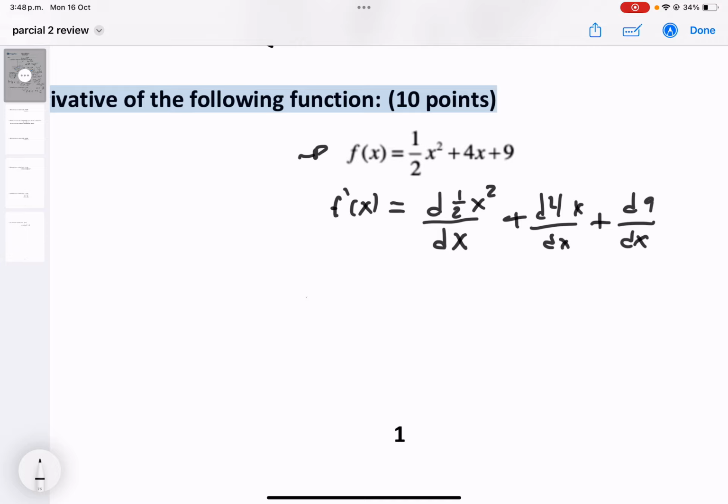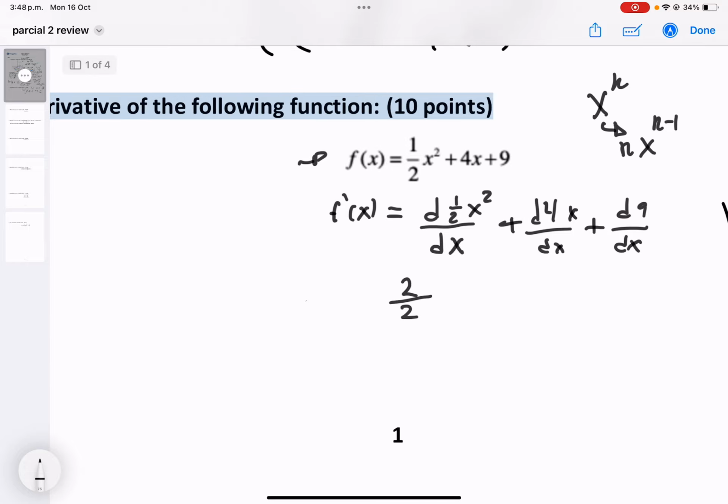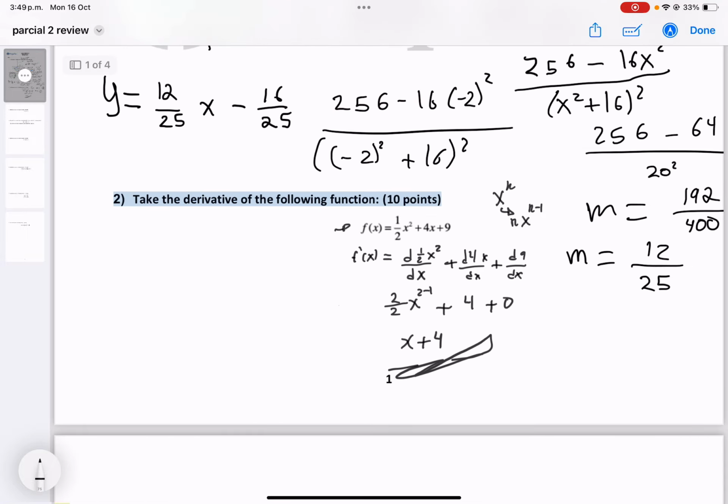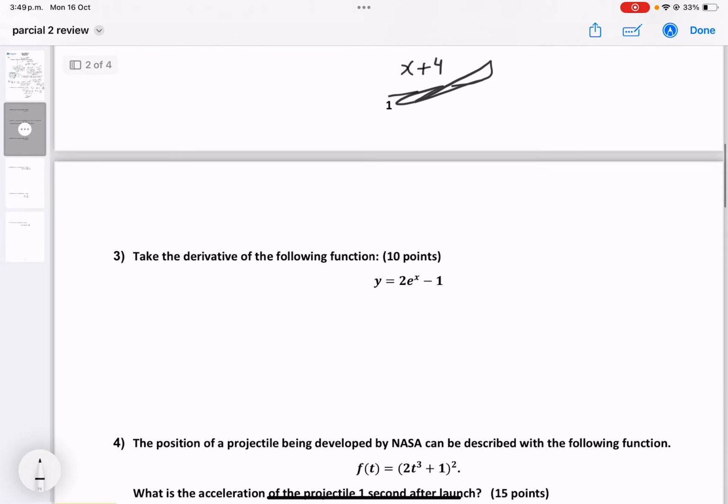Derivative of the first one, I will use the rule x to the n, whose derivative is n times x to the n minus 1. So I will do that here, and I will add something like 2 over 2, x to the 2 minus 1, plus 4 plus 0. Because remember that the derivative of a constant is 0. Here I have x plus 4. Yep, pretty much this is the answer to the second exercise: x plus 4.